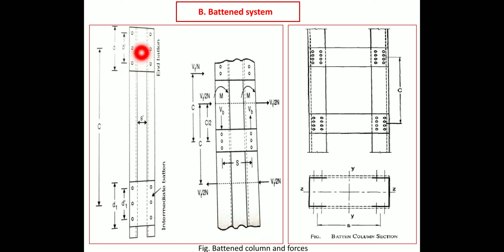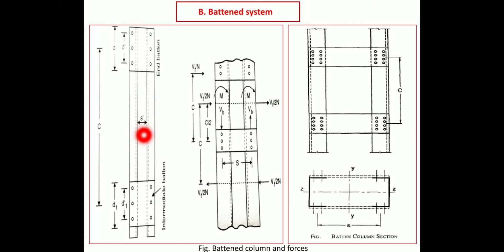Then the center of the end batten to the center of the intermediate connection, denoted by C, we find by using some formulas. Here we keep one column, either an I section or a channel section, placed back to back or toe to toe, or we can also call it face to face.